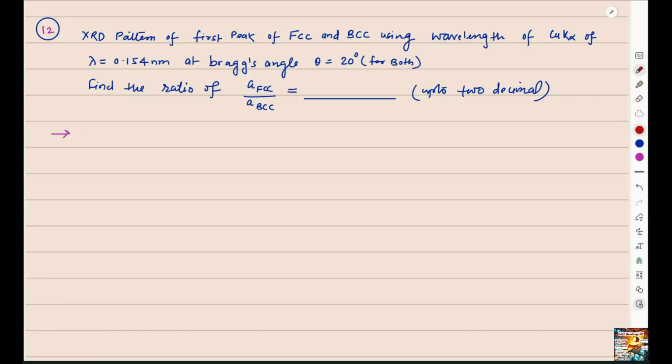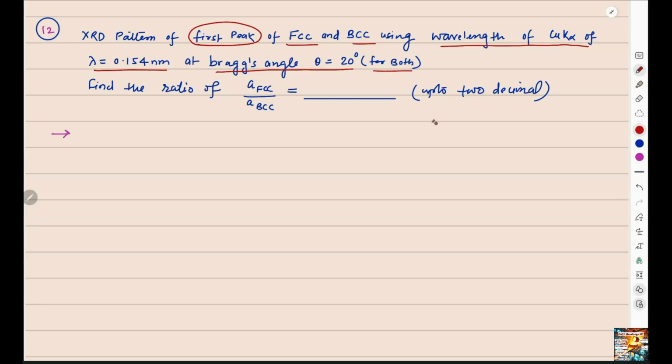Now continuing from the previous lecture from where we left off, that is question number 11. So now we will see question number 12. According to the question, the XRD pattern of the first peak of FCC and BCC crystal uses the wavelength of copper alpha of 0.154 nanometer at Bragg's angle theta equals 20 degree for both FCC and BCC. We have to find the ratio of lattice parameter of FCC to the BCC.